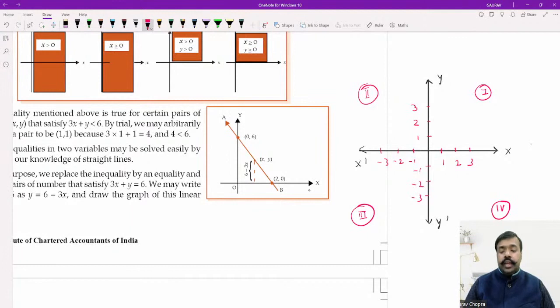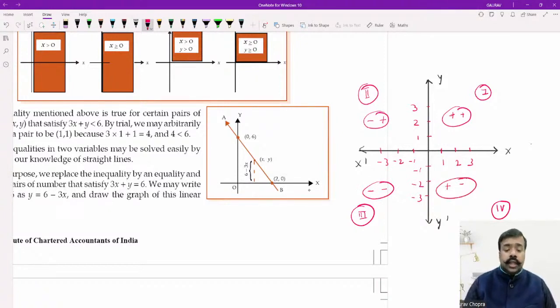So in the first quadrant, we already know that x is positive and y is also positive. In the second, x is negative but y is positive. In the third, both are negative. And in the fourth, x is positive and y is negative. So these are all four quadrants.